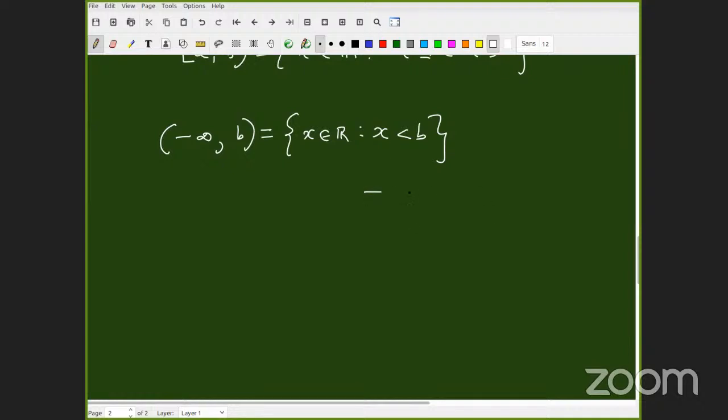So b is here. Think of the real line. What are all the elements which will come? All the elements to the left of b. b is not allowed. All the elements to the left of b are allowed. Do you understand? No more conditions. See, infinity is not at all a real number. It's a notation again.